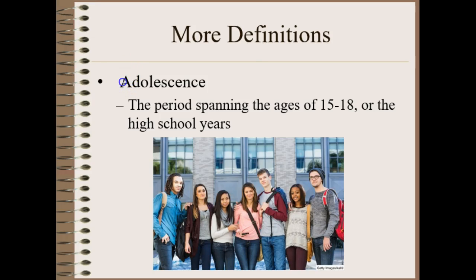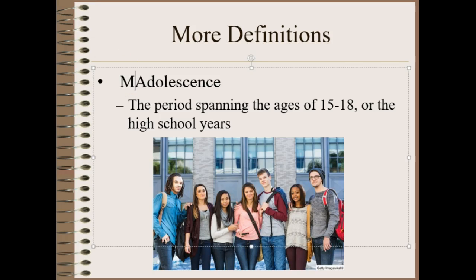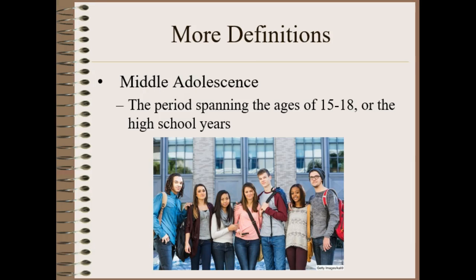Another definition is middle adolescence. Middle adolescence is that time period spanning the ages of 15 to 18, or what we might think of as the high school years. This is often hard for my students to remember, that middle adolescence is the high school years and early adolescence is the middle school years, because we have middle used twice. And I often see that my students want to make high school late adolescence rather than middle adolescence. That is not correct.